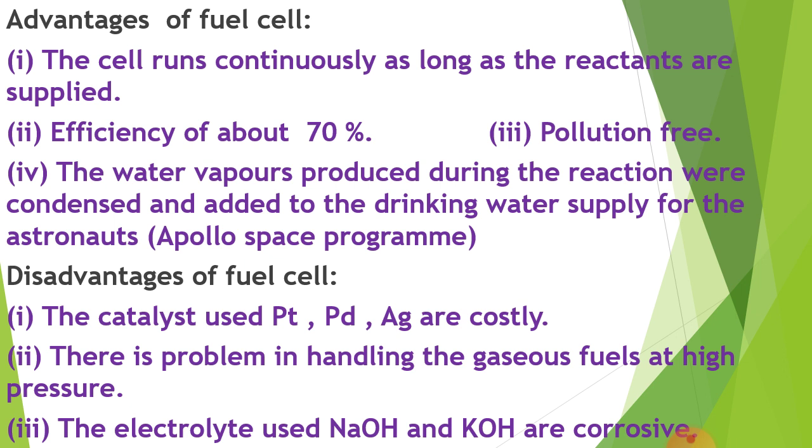So that's why the water produced in the fuel cell is used for drinking purposes. Now the disadvantages of the fuel cell. As the fuel cell has its advantages, it also has some disadvantages, so you have to know them. The catalysts used, Pt, Pd, Ag, are costly. The increased cost also affects the project. That's why the catalysts used here are costly. So this is a disadvantage of the fuel cell.